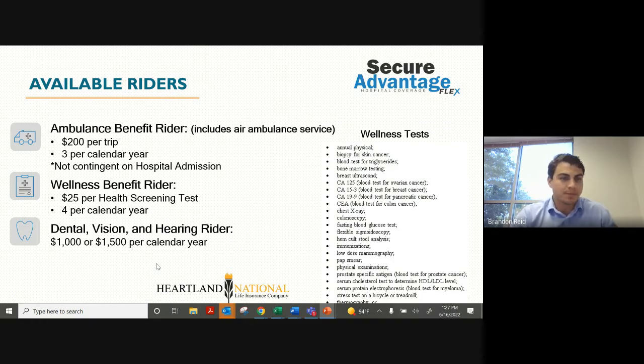A wellness benefit that pays 4 times per year at $25 per health screening test, including your annual physicals, your immunizations, colonoscopies, vision and hearing exams, even stress tests, right, at the cardiologist's office. A benefit that's very heavily utilized and can pay for your premiums for a couple months, because you're paying probably about $2 a month for this benefit and receiving up to $100 in benefit a year.